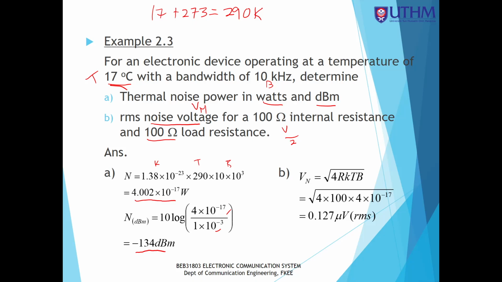In this case, students normally make a careless mistake. What I suggest is that you find the value inside the bracket first, then do the 10 log, in order to avoid careless mistakes. Then find the noise voltage. The noise voltage Vn is equal to the square root of 4RKTB, so the square root of 4 times resistance times KTB. This is equal to 0.127 microvolt, in terms of RMS.